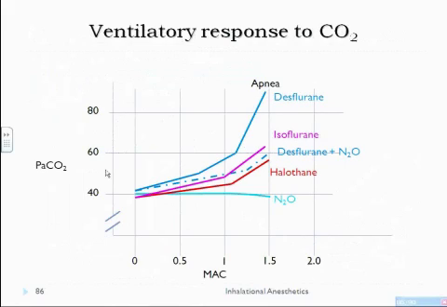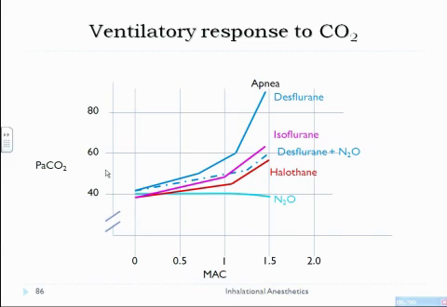What you see here is the typical response. In this picture, we're showing you the agent desflurane without any nitrous oxide. As you go up in the MAC, the amount of CO2 retained for the person to spontaneously breathe is higher. Once you get above 1 MAC, you'll see that at 1.5 MAC the person will no longer be breathing at all. So at 1.5 MAC desflurane, the person will not spontaneously breathe.